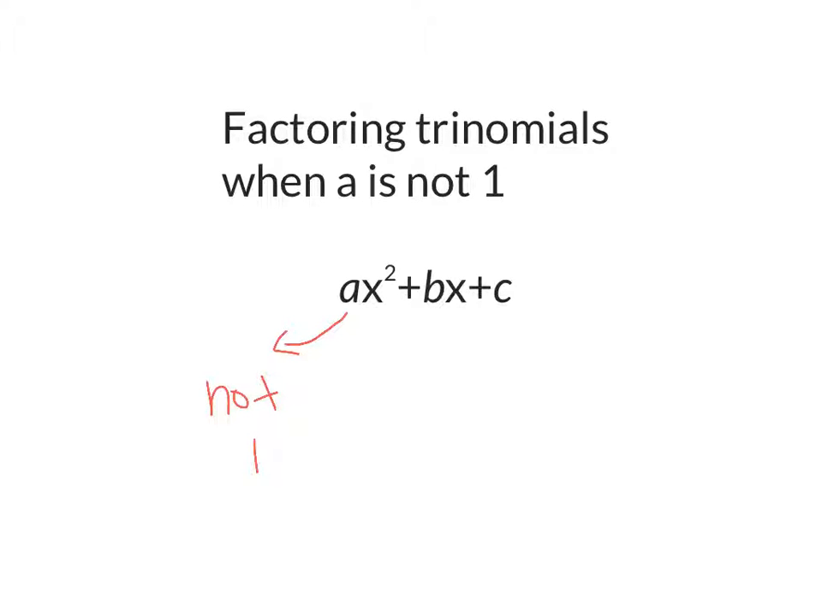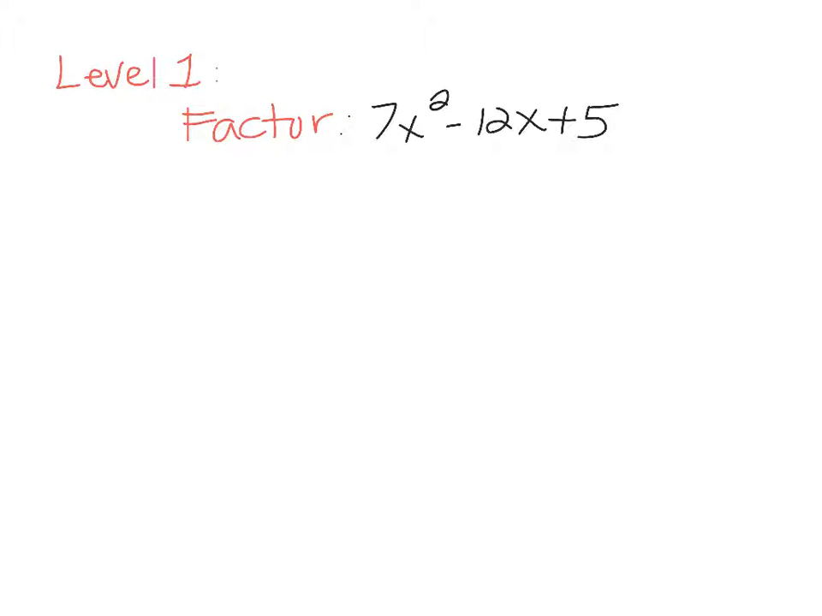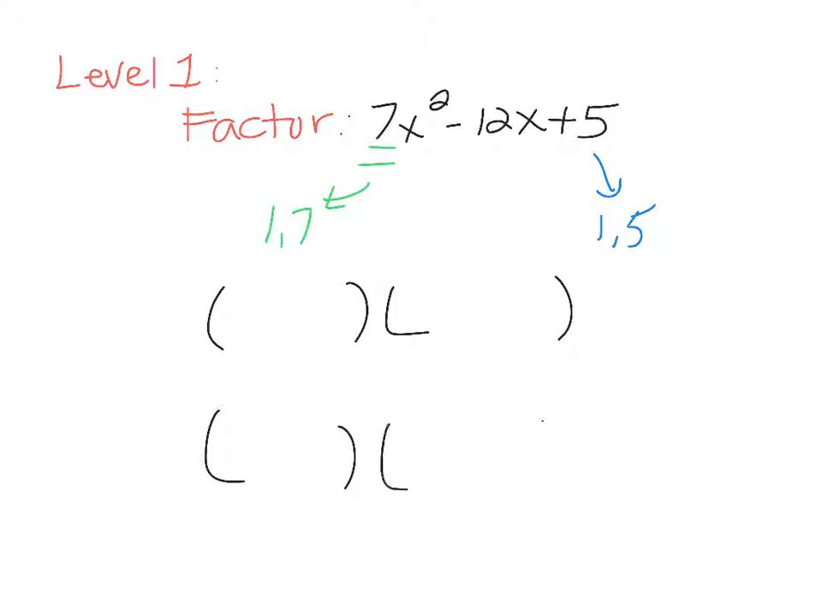Factor in trinomials when the leading coefficient is not 1. We consider this level easy because A, the leading coefficient, only has one factor set, 1 and 7. And then same thing with the 5. It only has one factor pair, 1 and 5. So we're going to consider all the cases. We don't know which one it's going to be.